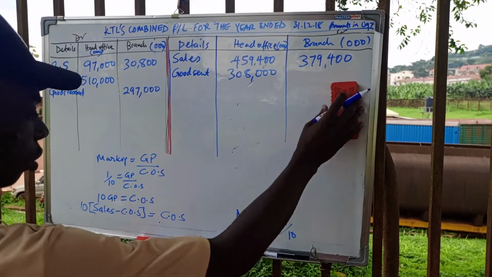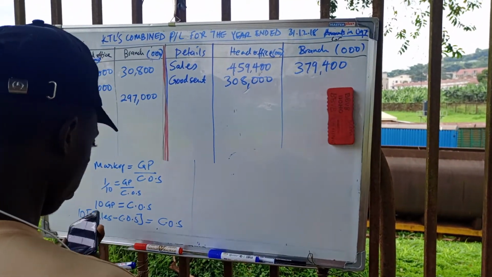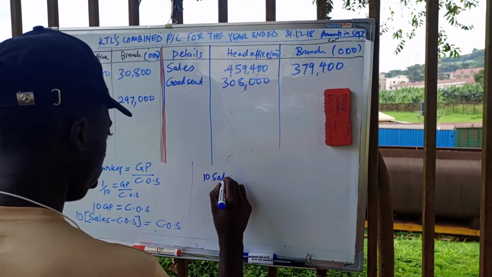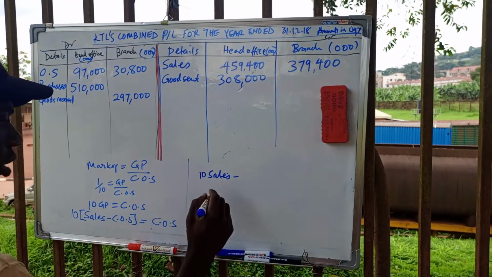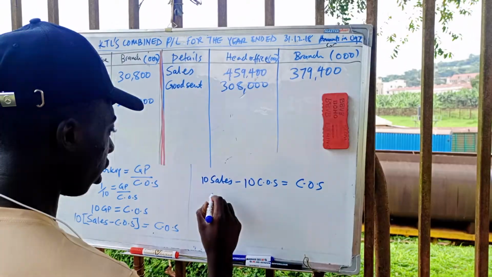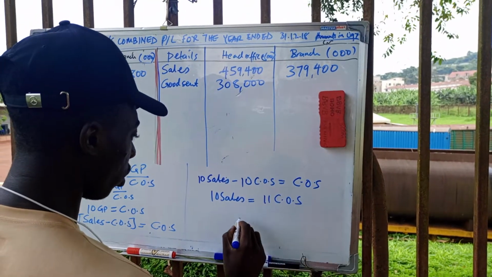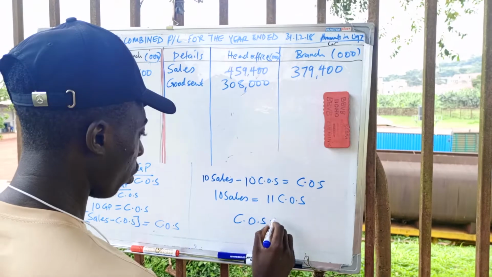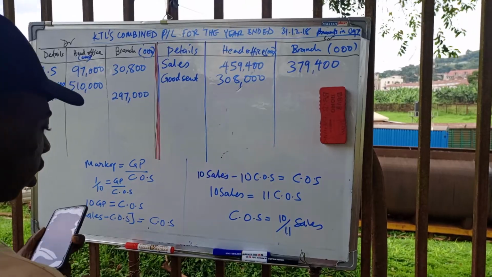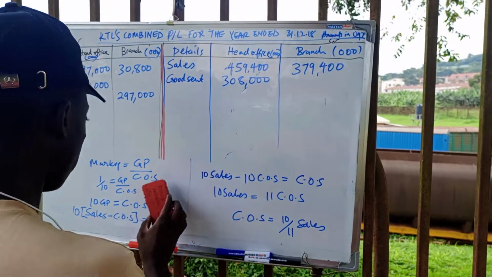So continuing from this, I can have my 10 sales minus 10 cost of sales as equal to cost of sales. When you take this one to this side, you have 10 times the sales is equal to 11 cost of sales. So when you make cost of sales the subject, you'll have cost of sales is equal to 10 out of 11 sales. Of course, you know that the remainder is always the profit element, because this is the cost. 10 out of 11 is the cost component on the sales, so the remainder must be the profit element on the sales.